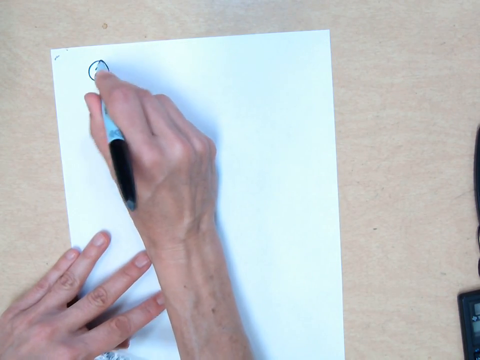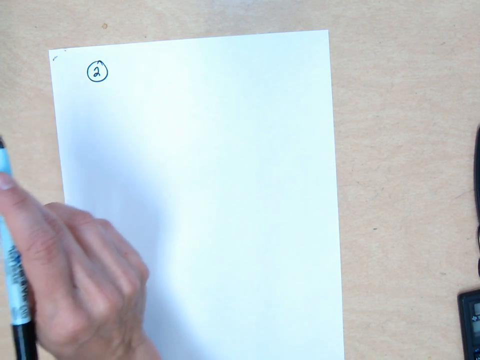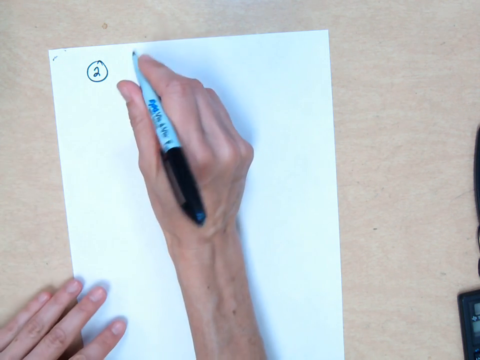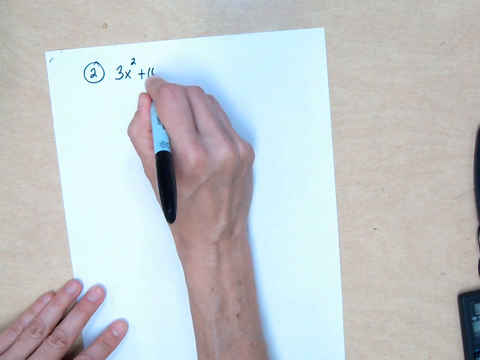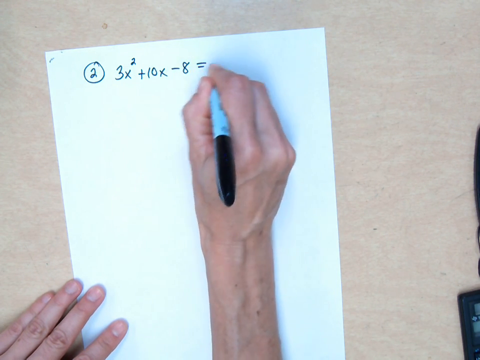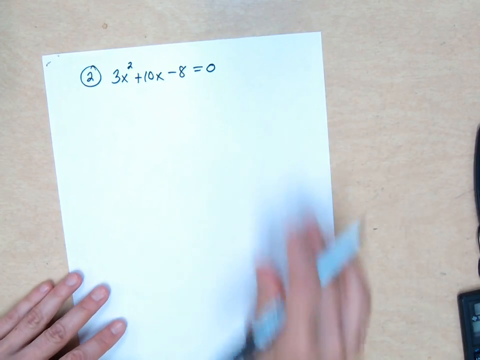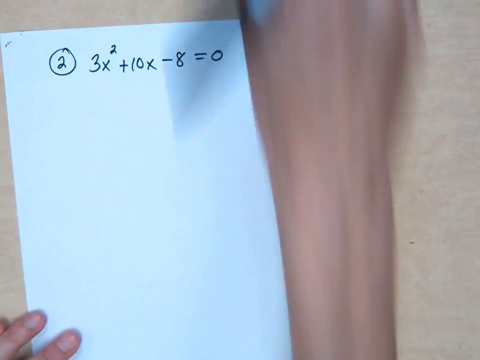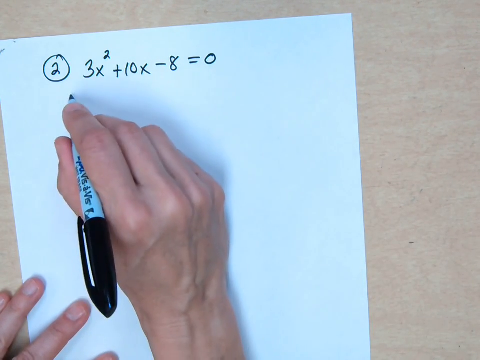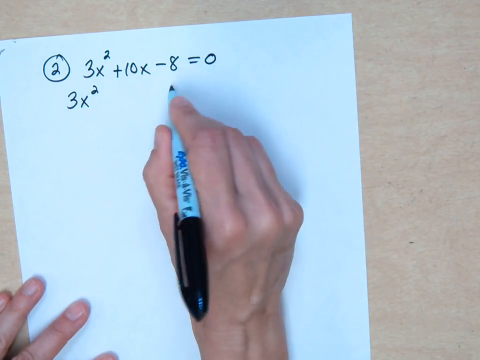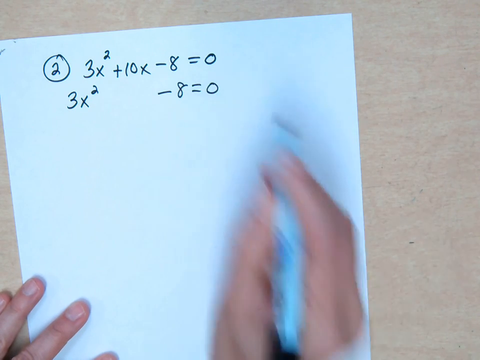So number 2, let's say we have 3x squared plus 10x minus 8 equals 0. Solve for x. Okay, step number 1 is to break this 10x into 2 different terms. So we leave the 3x squared and the minus 8 alone.